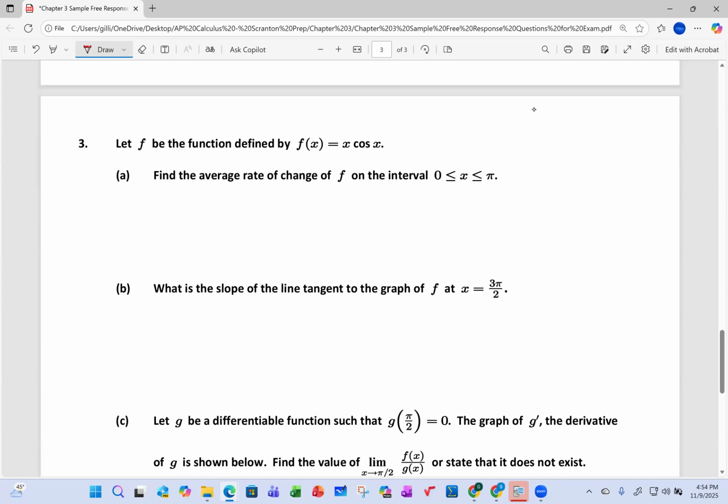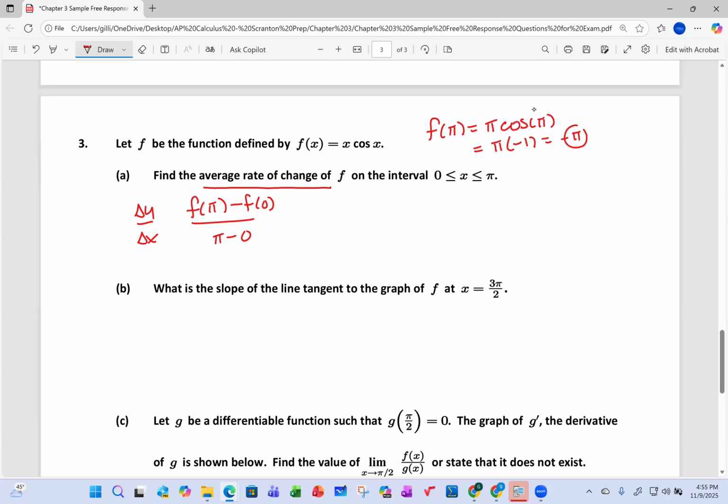Part 3 is non-calculator. So the average rate of change is the change in y's over the change in x's. So this is nothing more than f at pi minus f at 0 all over pi minus 0. It's the slope of the secant. So f at pi is found by replacing x with pi, and the cosine of pi is minus 1, so my answer is negative pi. f at 0 would be 0 times the cosine of 0. Well, that's just 0, guys. That's pretty easy. So negative pi minus 0 over pi reduces to minus 1.